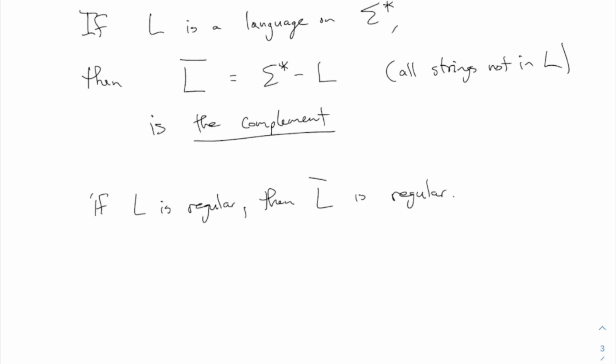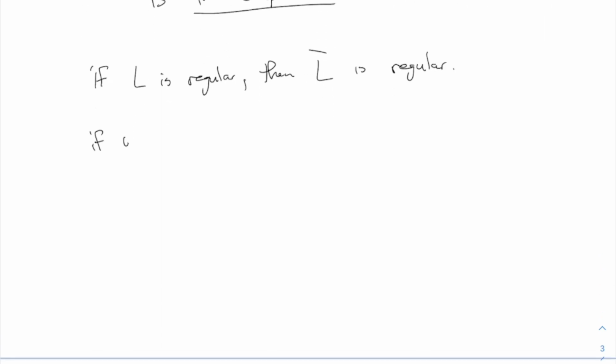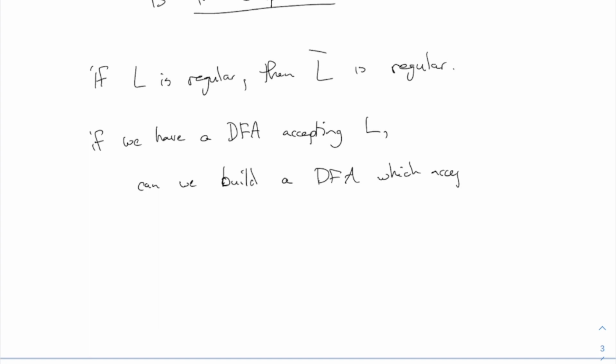So the way to think about this in terms of DFAs is, if we have a DFA accepting L, can we build a DFA which accepts L bar? That would be just, it accepts the opposite. Whatever the original DFA accepts, the other one always does the opposite. It rejects what the first one accepted and accepts what the first one rejected, all right? If we have a DFA accepting L, can we build a DFA which accepts L bar? This, I think, is something that we have mentioned before.